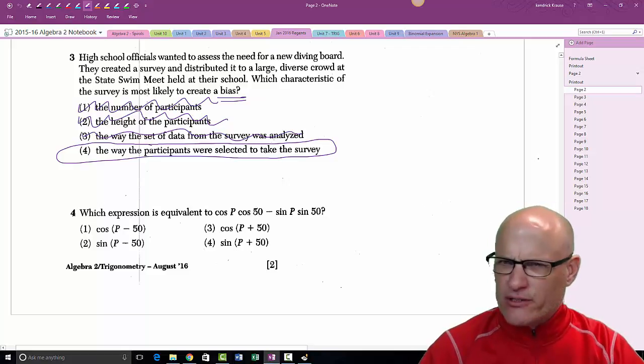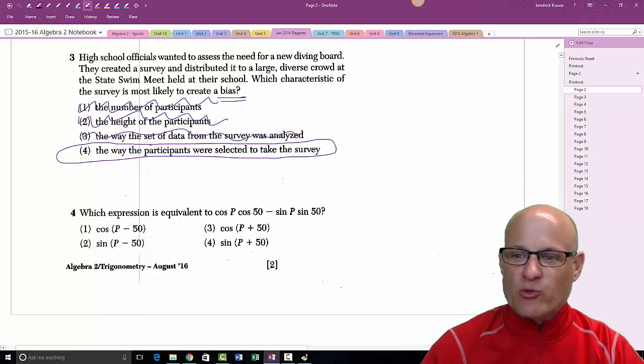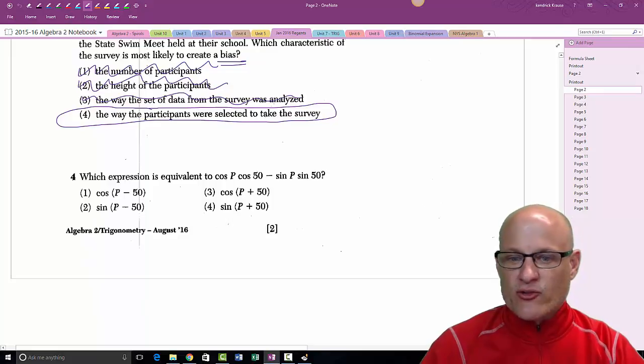Yeah, we need a new diving board. But do you really? Because you only asked swimmers, it was considered bias.